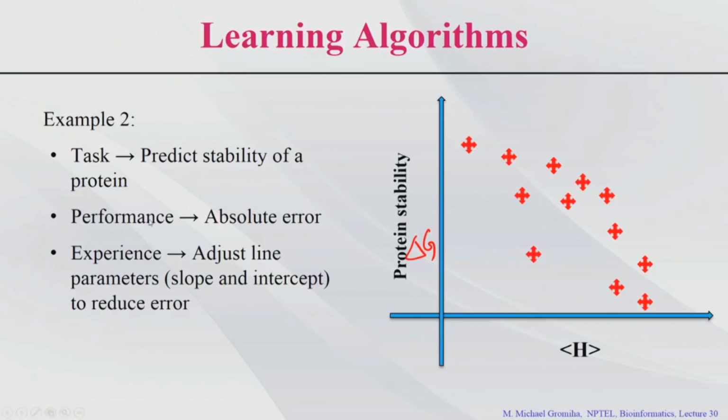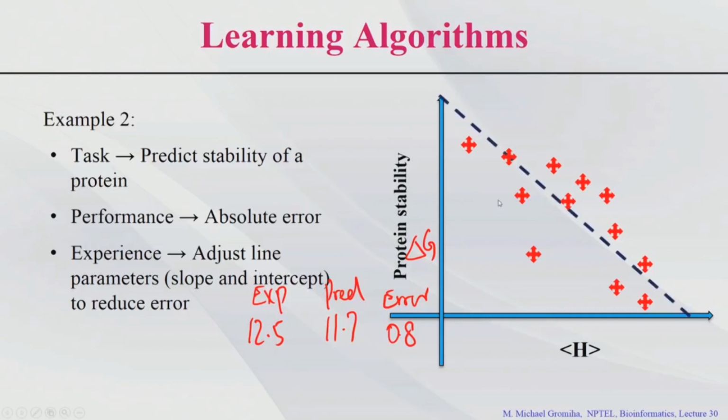How do we check the performance in terms of error? For example, if the actual value is 12.5 and the predicted one is 11.7, what is the error? It is 0.8. This is the experimental value, this is the predicted value, and this is the error. Now how to reduce the error? For example, if I put a line here, what is the average error? Here is the difference, here is the difference, see all the differences from this line, take the average, and you will get the number.